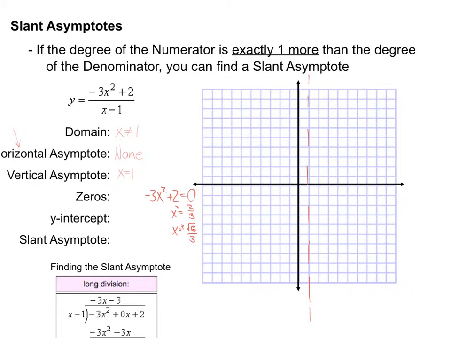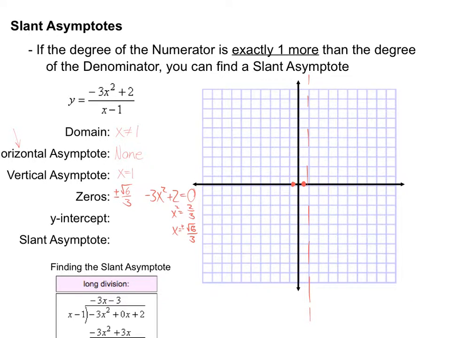Now, if you like, you can put those into your calculator. It's plus or minus root 6 over 3. That's less than 1, like 0.6 or something like that. But it's going to be here and here, you could say. So we put those on our graph.